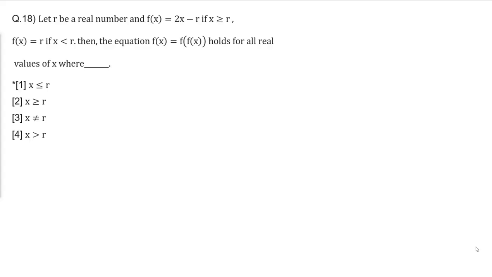After this, let's have a look at question number 18. Over here, two conditions are given. First is f of x is equal to 2x minus r if x is greater than or equal to r. Second condition is f of x is equal to r if the value of x is less than r. Okay, then we want f of x is equal to f of x. It is true when the relationship between x and r is which one out of the given 4 options, that is less than, greater than, equal to, what exactly.